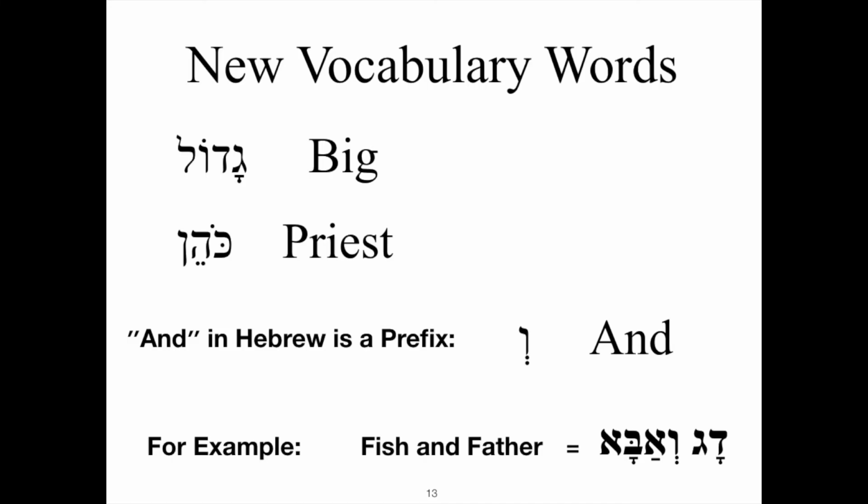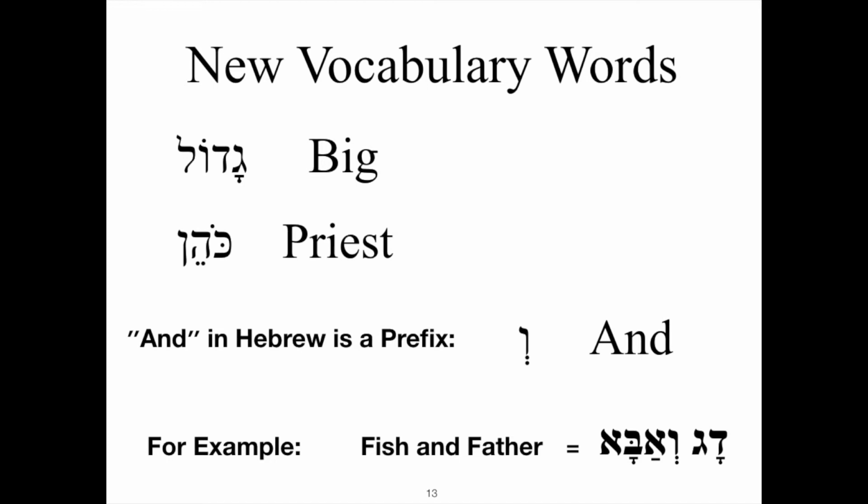So we have here gadol, which means big. And this is Kohen. So if you were going to say high priest, you would say Kohen. Well, big would also be high. So you would say Kohen Gadol. And in Hebrew, 'and' is a prefix, which is the ve. So for example, fish and father equals dog ve abba. So you can add this to our vocabulary lists, right?